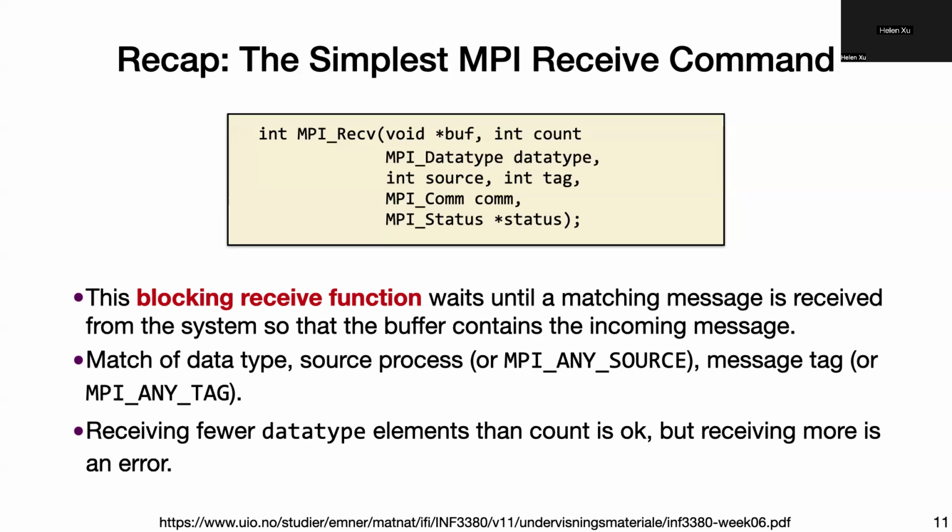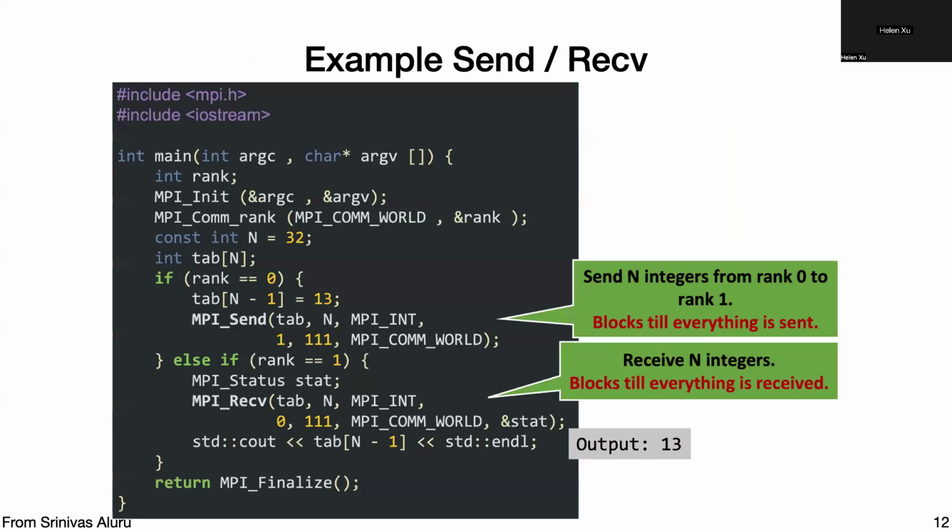Questions? Okay, this is an example of send and receive. Suppose that we have two ranks. We make this vector, and we're going to send the entire vector. First we set tab n-1, which is the last element, to 13. We send all of it to the destination process, which is 1. Then on the other side, we receive n, so we receive the entire vector, and then we print out the last one, and we should print 13.